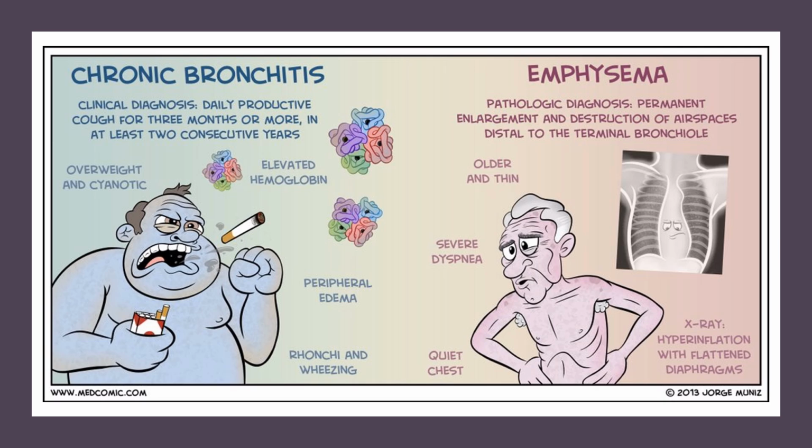Another visual for you for chronic bronchitis and emphysema. Patients can have both chronic bronchitis and emphysema, so their signs and symptoms, clinical manifestations will be kind of all over the place. But if the patient tends to have one or the other, you can read through this and it kind of makes sense.